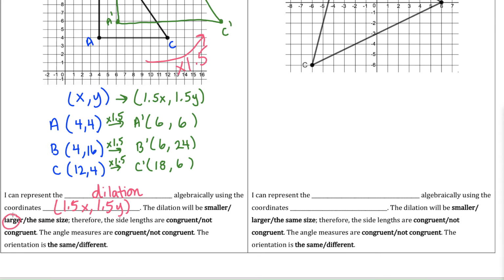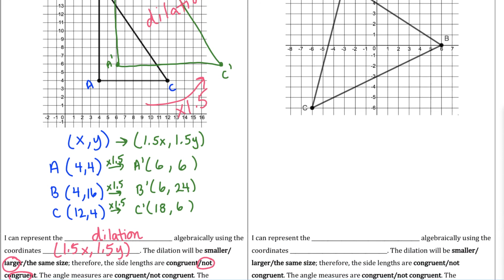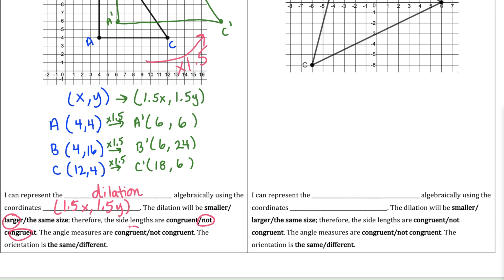It will be larger. Therefore, the side lengths, remember, congruent means equal. The side lengths are congruent or not congruent? They're not congruent because they're not equal anymore. They've changed sizes. The angle measures. Let's look at these angle measures. If you notice, this is a right angle, 90 degrees. If this is, let's say, 30 degrees, that top one is still 30 degrees. If this is 60, then this is still 60. The angles don't change when you get larger or smaller. They don't change the amount they open up. They just go further with the lengths. So the angle measures are still congruent.